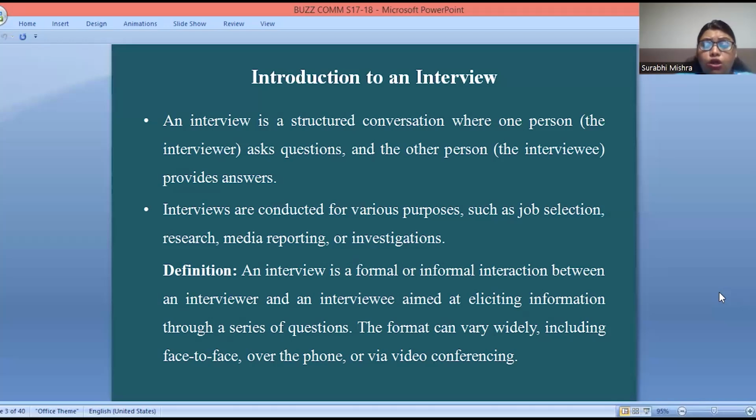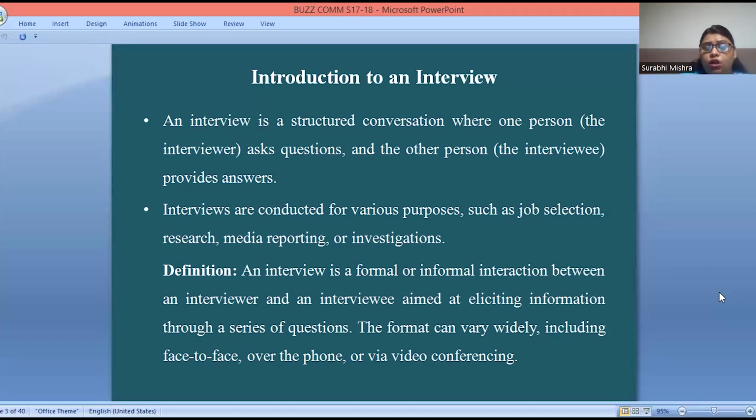So interviews, we can say, are conducted for various purposes. It can be job selection, it can be research, it can be media reporting. For example, somebody is being called up for media coverage, right? Or for investigation purposes. So when we go through the definition of the interview, let's see what is mentioned there.